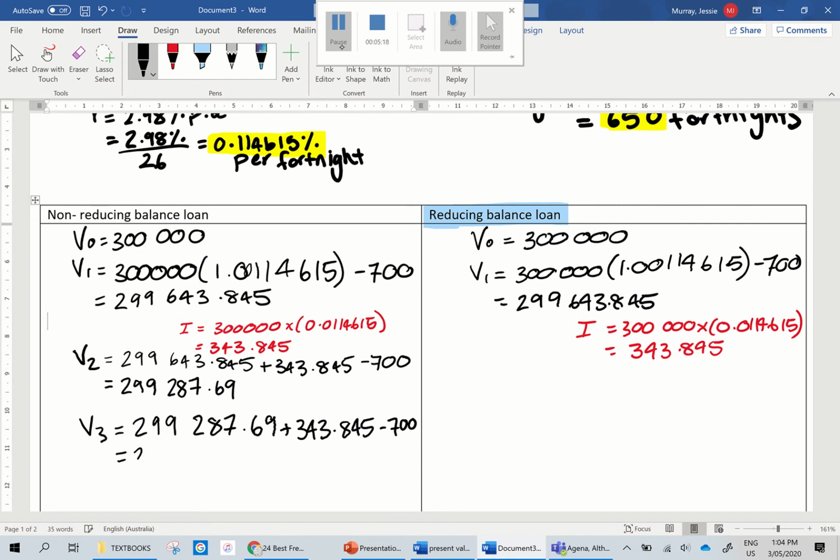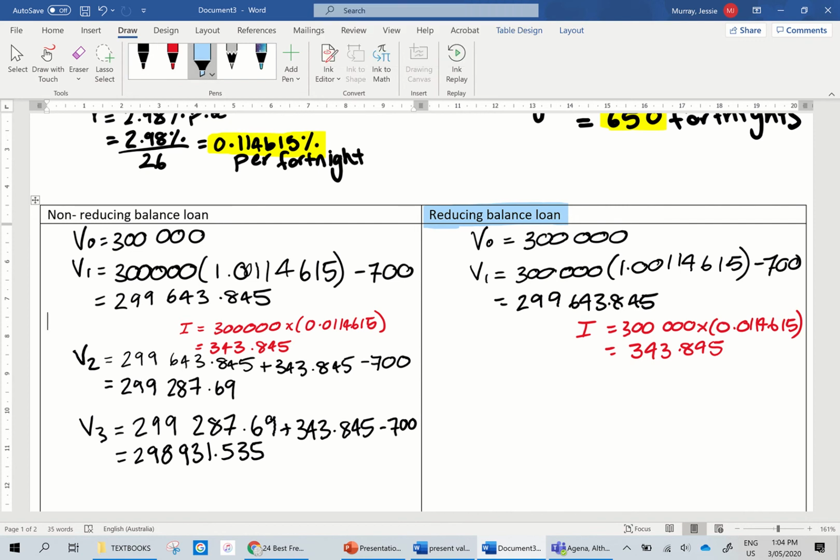And my answer is $298,931.535. So the idea is my interest doesn't reduce. The original interest amount was $343, and every single fortnight they charge me that every single time, all the way down to my 649th fortnight. They're still going to charge me $343 in interest every fortnight. So it's a non-reducing interest.